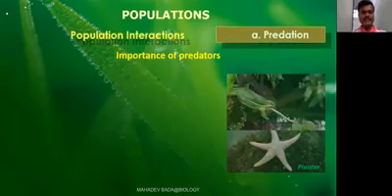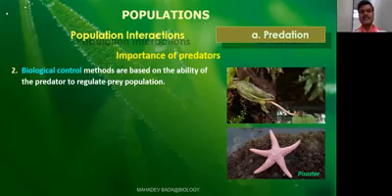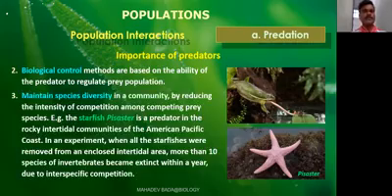Second importance of the predator is biological control. Methods are based on the ability of the predator to regulate prey population. Biologically means the living organism itself controls the prey population. Predators also maintain species diversity in a community by reducing the intensity of competition among competing prey species. Example, the starfish Pisaster is a predator in the rocky intertidal communities.